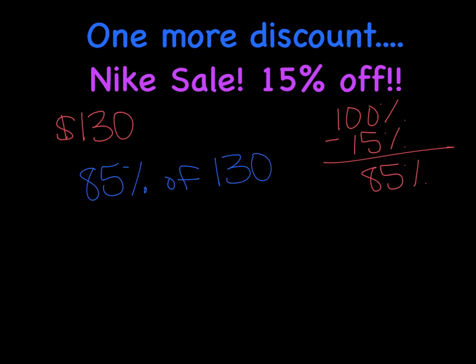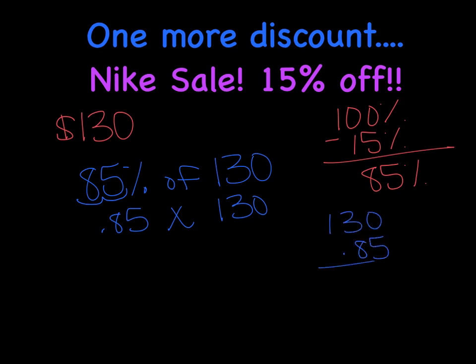Once you get to this point, it's simply a matter of multiplication. So change your percent to a decimal. Change of to multiply. And then it's just a multiplication problem with decimals. So you have $130 times 0.85. So 5 times 0 is 0. 5 times 3 is 15, carry the 1. 5 times 1 plus 1 is 6.